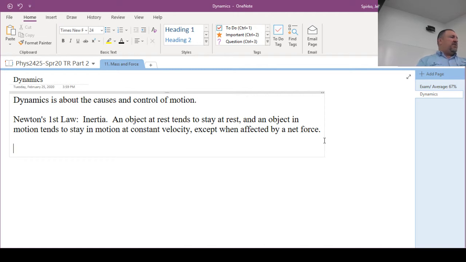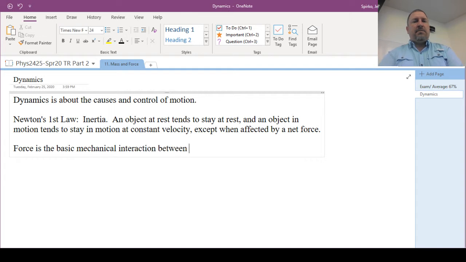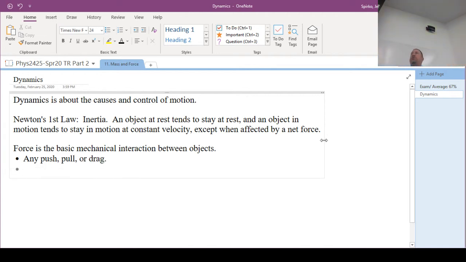Now, Newton's first law makes mention of the idea of force. And force is one of the ways that objects can interact with each other. It's the basic mechanical interaction. So first, the intuitive stuff. Any act of pushing, pulling, or dragging something counts as a force.